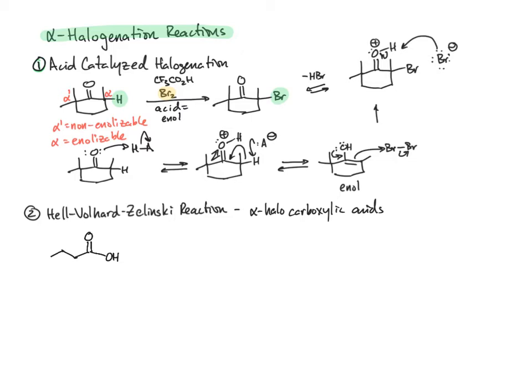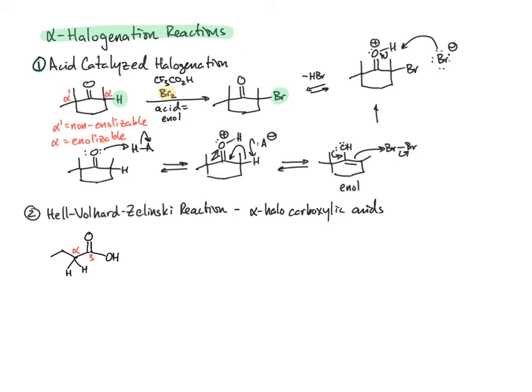So in this case, for a carboxylic acid, again, we're at oxidation state 3. There's only one alpha carbon. That alpha carbon is bearing 2 hydrogens. And we know that the pKa of those alpha carbon hydrogens are between 20 to 25.